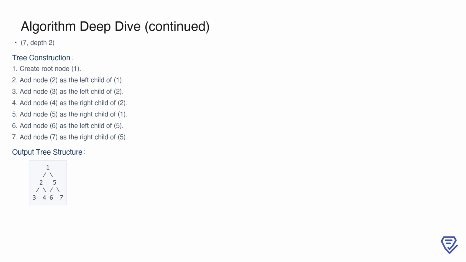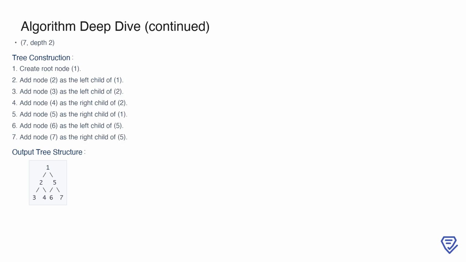Starting with the root node, we create node 1. Next, node 2 is added as the left child of node 1. Moving deeper, node 3 is attached as the left child of node 2, followed by node 4 as the right child of node 2. Returning to depth 1, node 5 becomes the right child of node 1. Then, at depth 2, node 6 is added as the left child of node 5, and node 7 is attached as the right child of node 5.